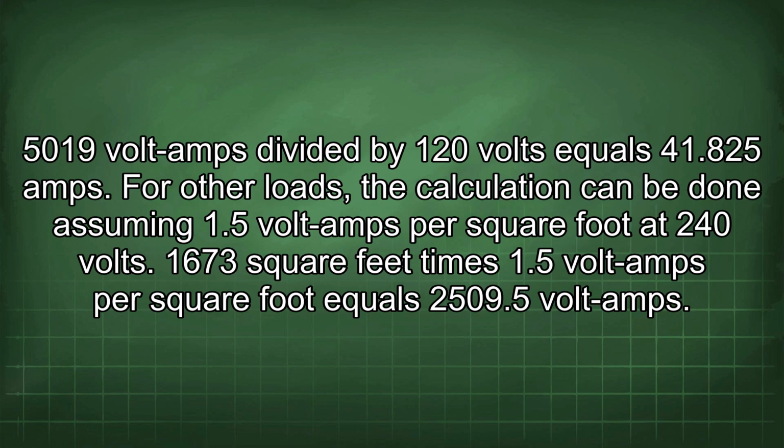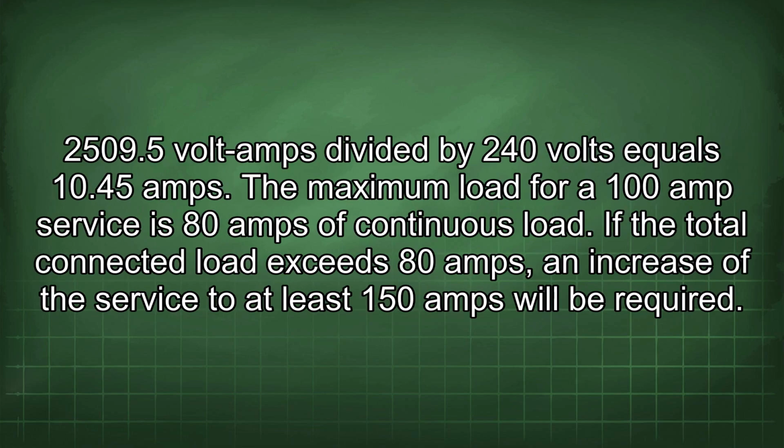For other loads, the calculation can be done assuming 1.5 volt amps per square foot at 240 volts. 1673 square feet times 1.5 volt amps per square foot equals 2509.5 volt amps. 2509.5 volt amps divided by 240 volts equals 10.45 amps.